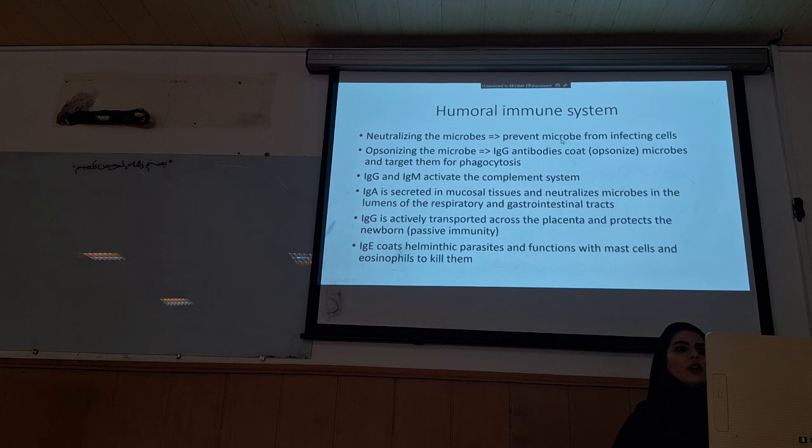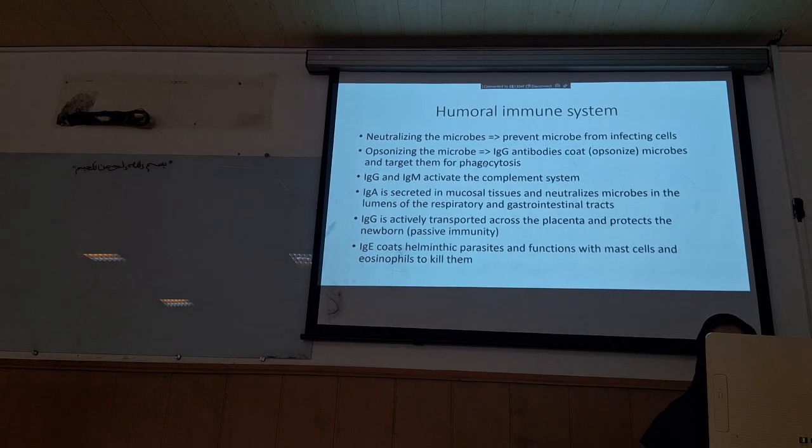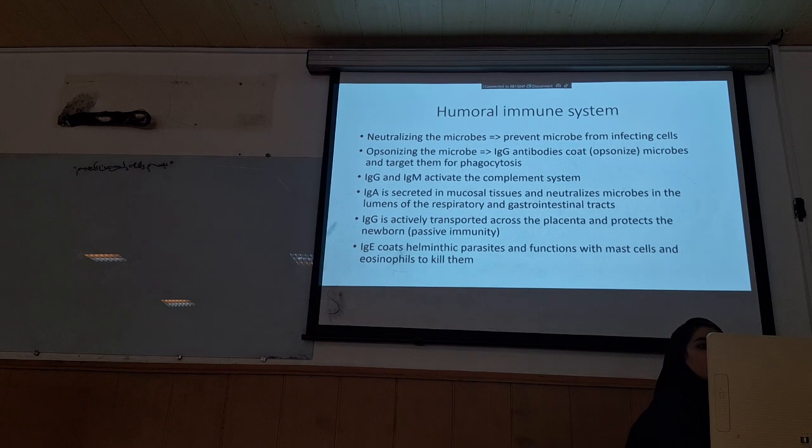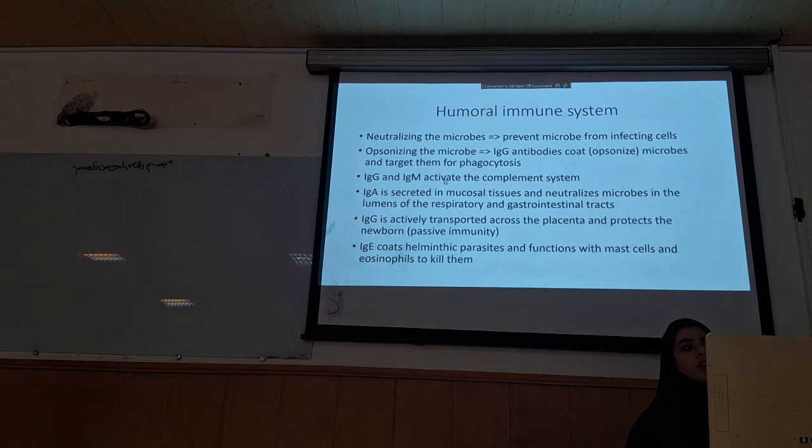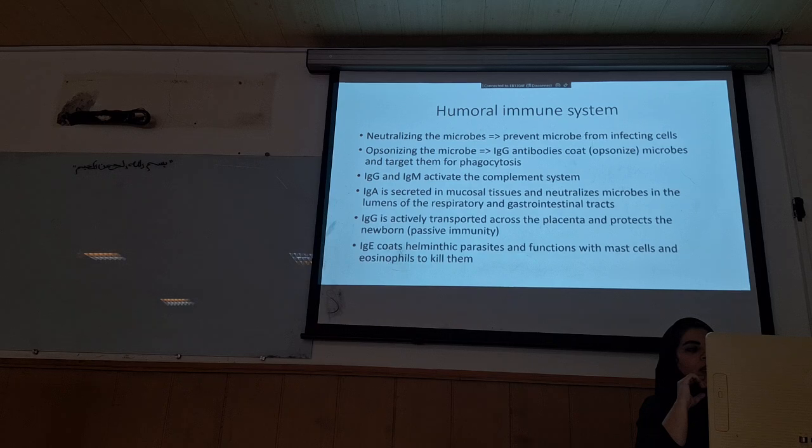Some types of antibody can activate the complement system. Neutralizing means preventing the microbe from infecting the cell. Opsonization mainly happens by IgG antibody. This IgG antibody coats or opsonizes microbes to target them for phagocytes. And IgG and IgM can activate the complement system, but other types of antibody, for example IgE or IgD, cannot activate the complement system.